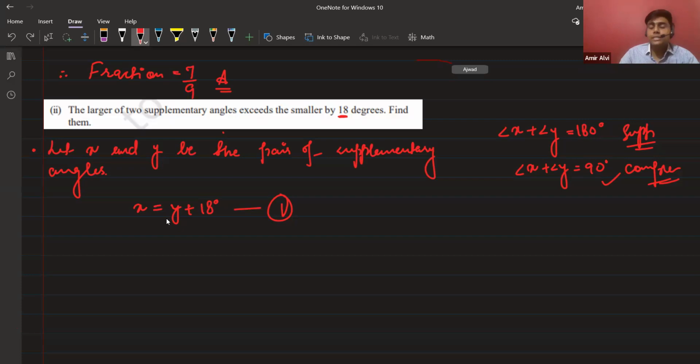Now tell me, where is the second equation of this question? Basically, that's a catch in the question. It's already there in the question. You just have to be very focused about it. Rehan is saying that y plus 18 equals 180. Is that the thing? Yes, Rehan? Yes, sir. Okay, Rehan.